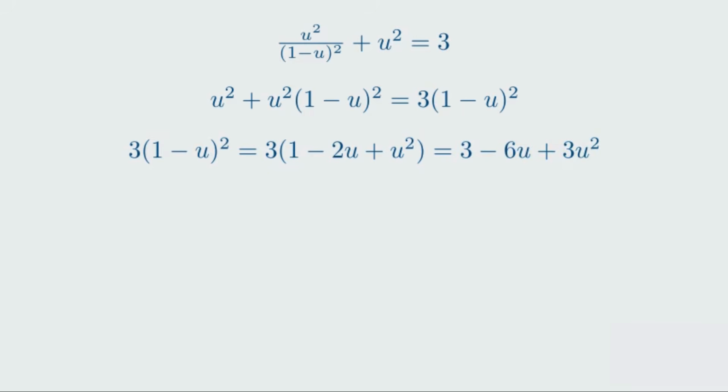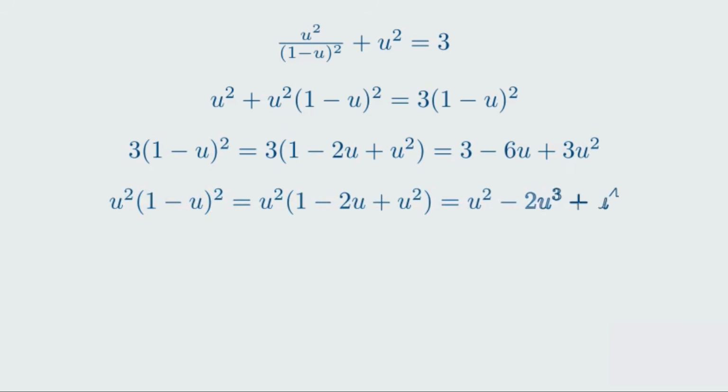Let's also expand the term on the left side. u squared times 1 minus 2u plus u squared gives us u squared minus 2u cubed plus u to the fourth.